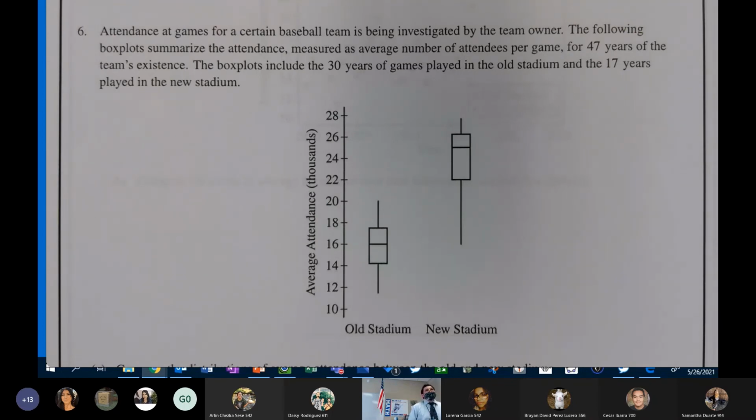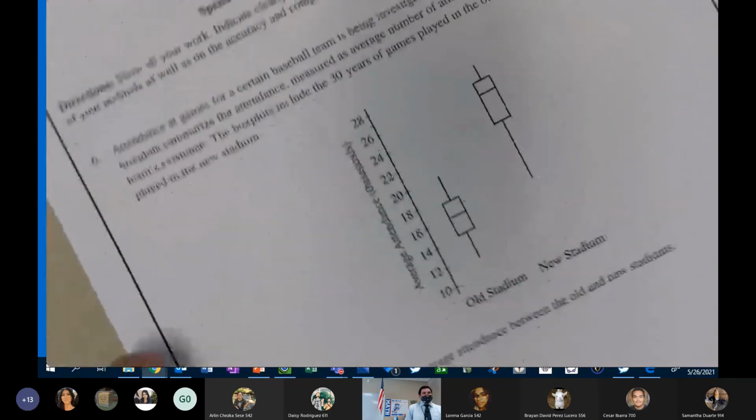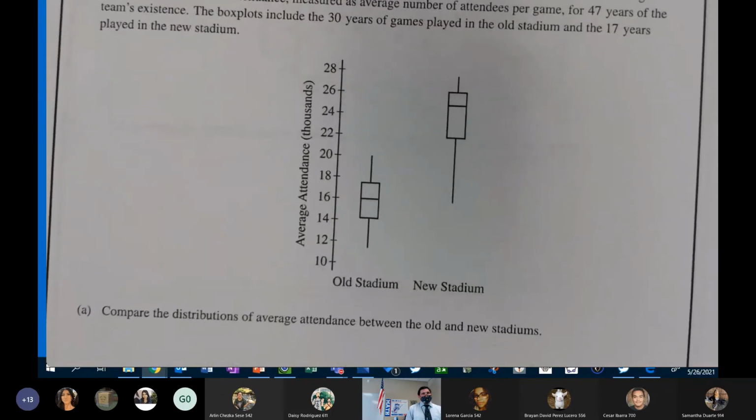So this right here represents attendance at games for a certain baseball team, and they're being investigated by the team auditor. The following box plots summarize the attendance, measured as average number of attendees per game, for 47 years of the team's existence. The box plots include the 30 years of games played in the old stadium and 17 years played in the new stadium. So we have our 2 box plots. They could have been drawn this way and stacked like that. They chose to do it vertically, and so we have something that looks like this.